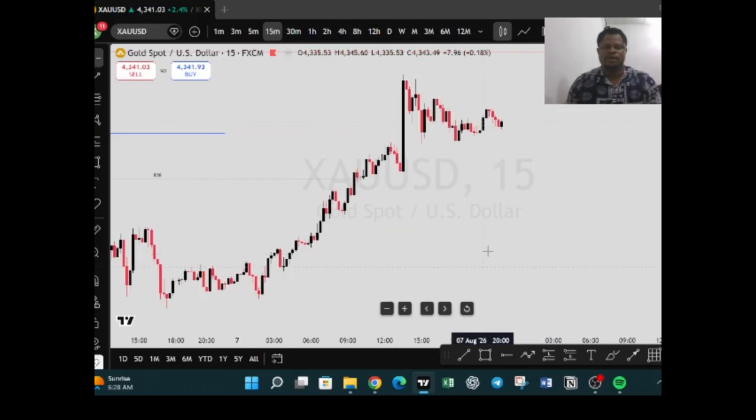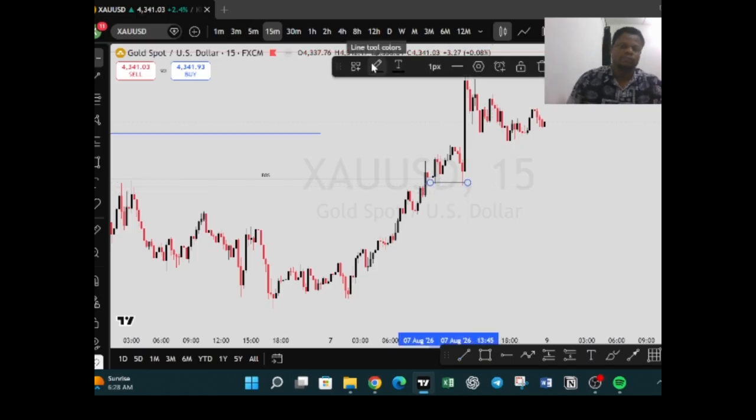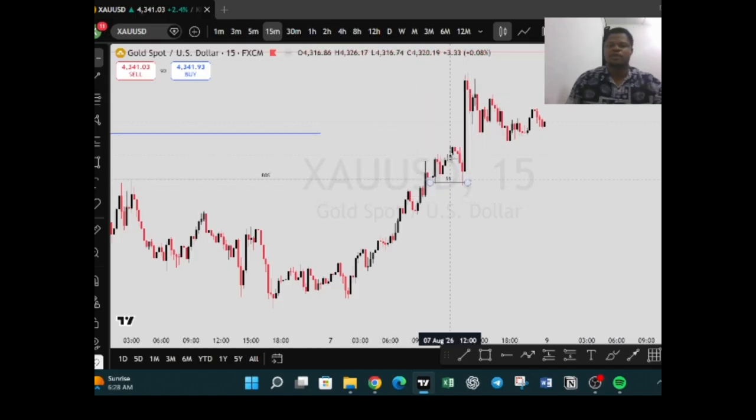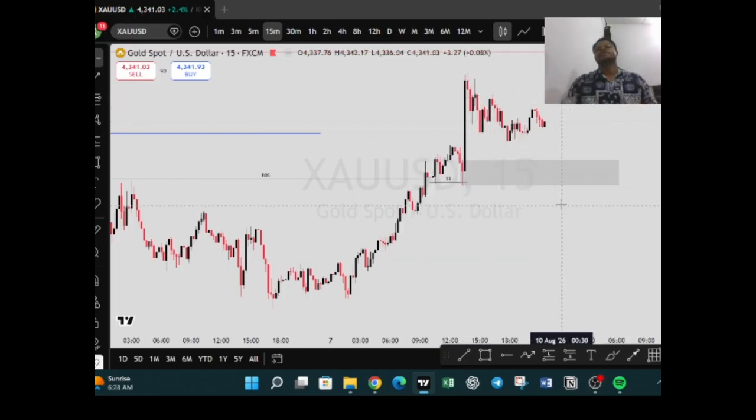On the 15 minutes, I can see that I have this protected level here, and I have this sweep here. So that was a sweep here and a break of structure to the upside. Currently on gold, I want to see gold trade below this zone. For me to sell, I want to see gold disrespect this level. If gold disrespects this level, I can then look for the liquidity above this high that I've been taking out.